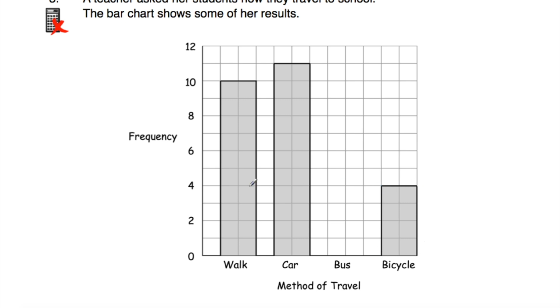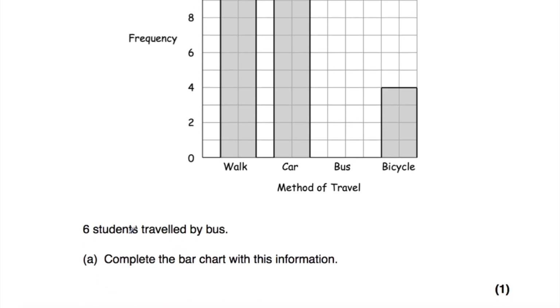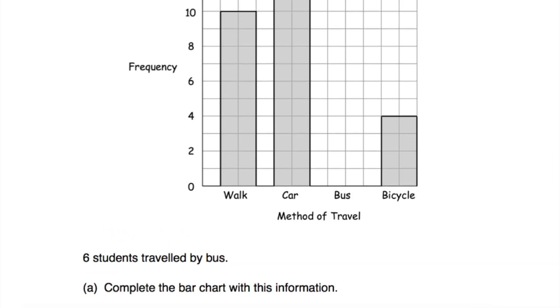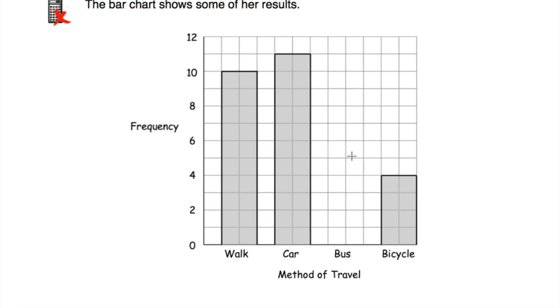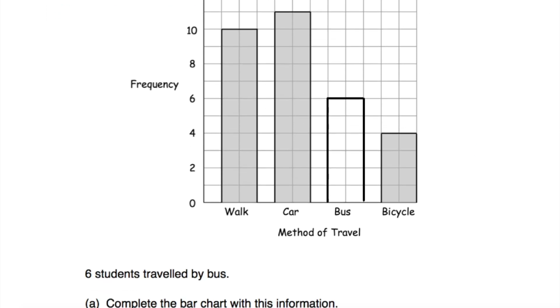As you can see, this bar has got a height of 4 in terms of the frequency, so that means that 4 students travel to school by bicycle. Okay, and then it says that 6 students travel by bus, and we've been asked to complete the bar chart using this information. So 6 students travel by bus. So we're going to get our ruler and pencil, and we're going to go up to 6, so from 0 up to 6 for bus, across, and then down. And we're going to make sure it's got the same width as the other bars, and as you can see, all the other bars have got a width of 2 squares, so that's got a width of 2 squares as well. And that's it. We've done part A. We've drawn that bar for travelling by bus, the 6 students.